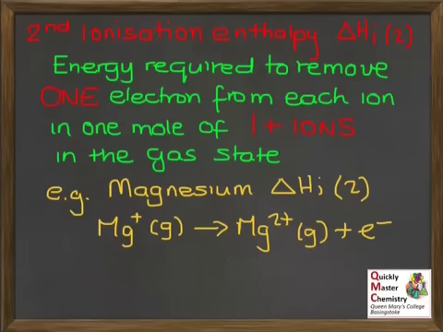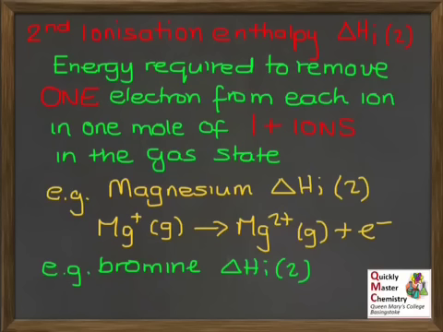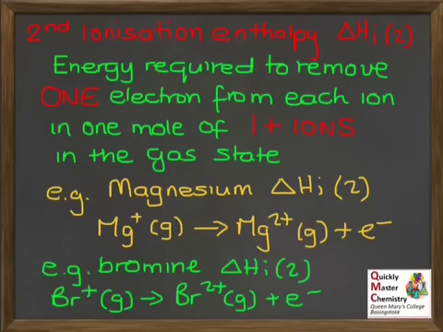So we can do this for any element. Bromine, for instance. Why don't you pause the video and just make sure that you've got this. Write out an equation to represent the second ionisation of bromine. And hopefully you'd have written this. Again, note the pattern matches exactly. So for any second ionisation enthalpy, you're always going to follow this pattern from a 1+ ion in the gas state to a 2+ ion in the gas state plus an electron.